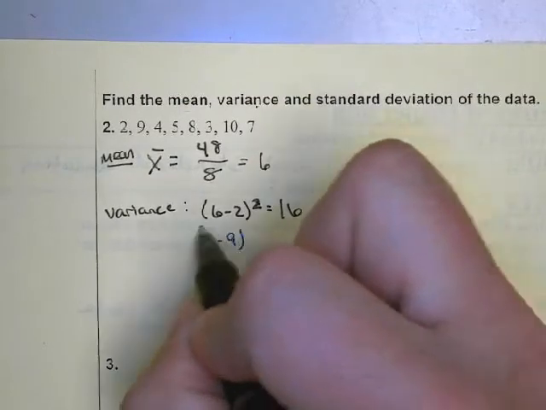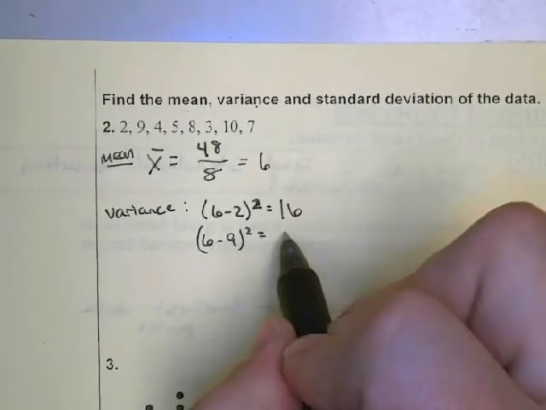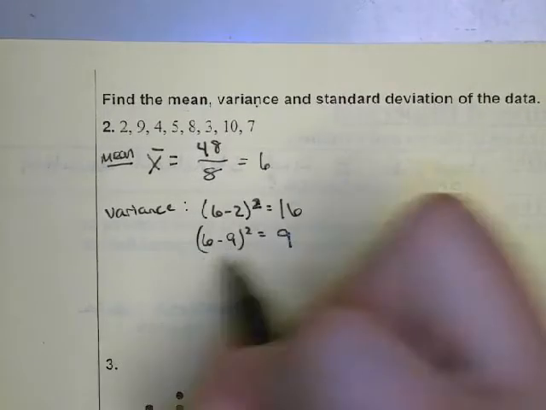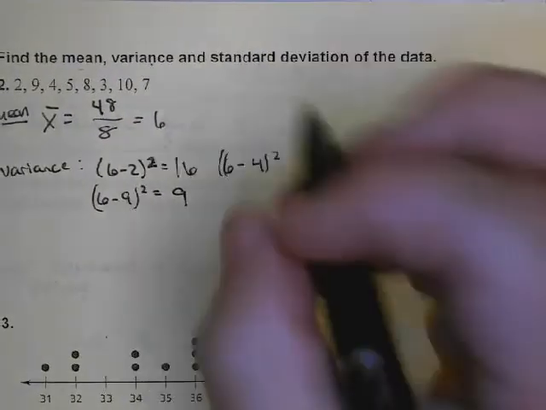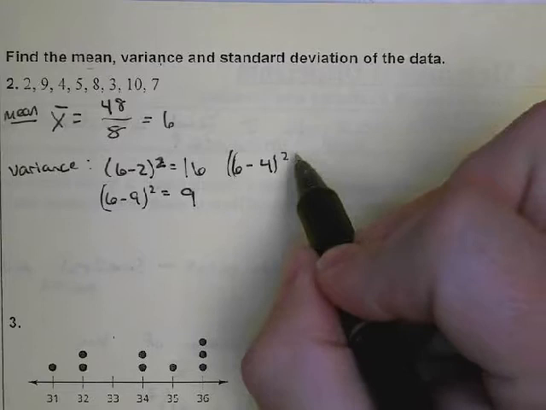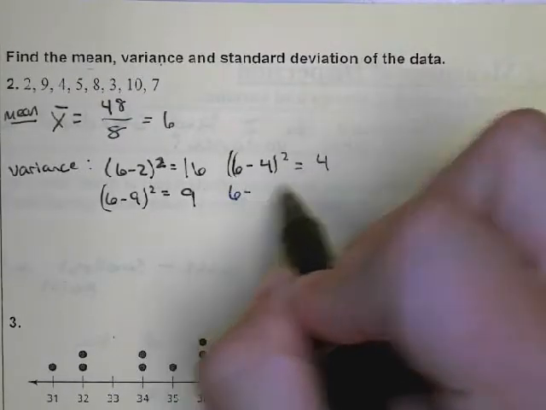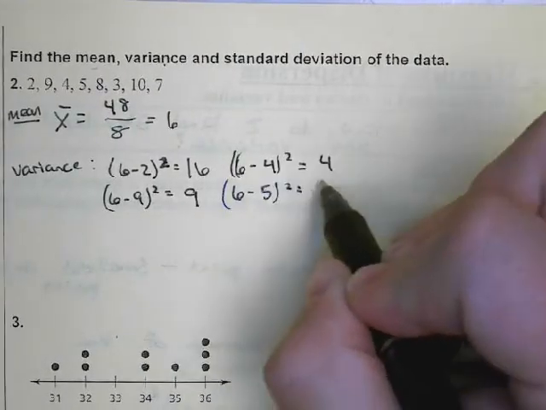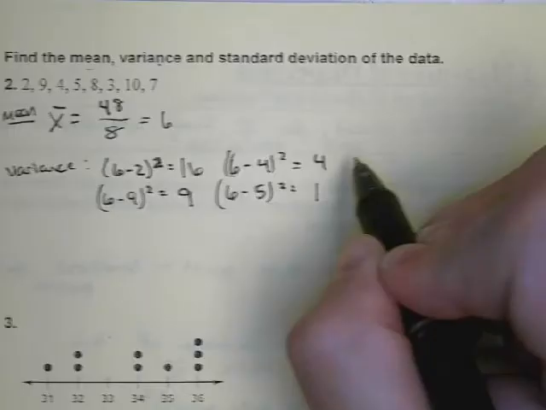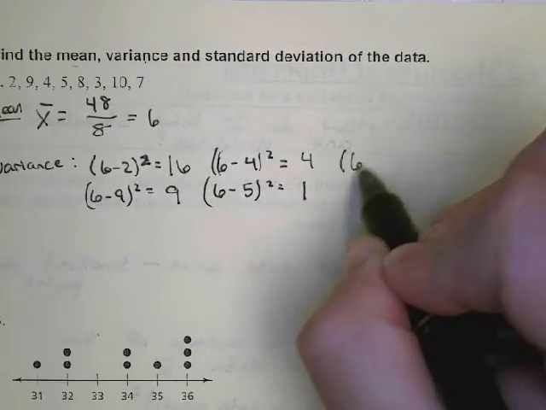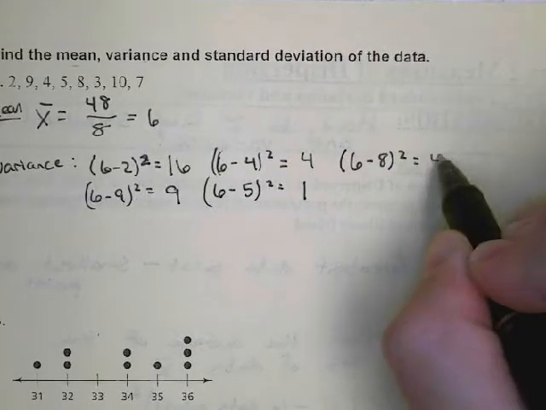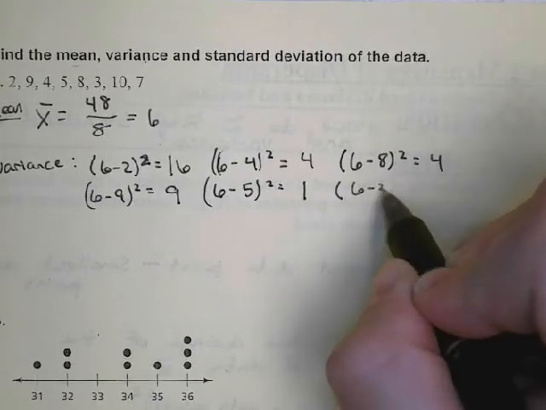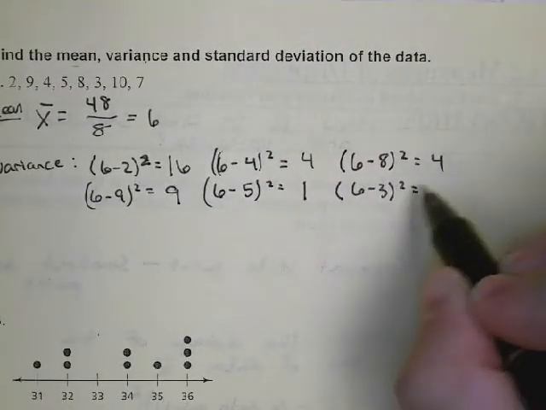6 minus 9 squared would be negative 3 squared, which is 9. 6 minus 4 squared is going to be 2. 2 to the second power is 4. 6 minus 5 squared would be 1. 1 squared is 1. Then we have 6 minus 8 squared, which is negative 2. Negative 2 to the second power is 4. Then we'll have 6 minus 3 squared. 6 minus 3 is 3. 3 squared is 9.